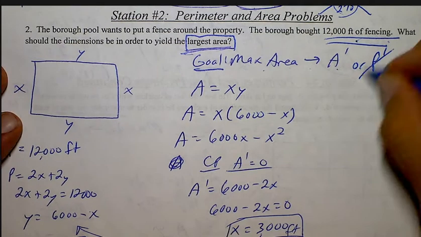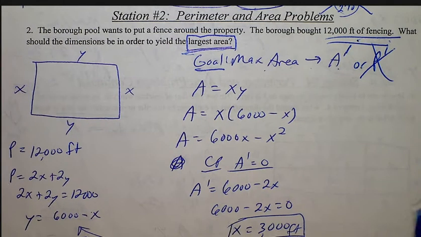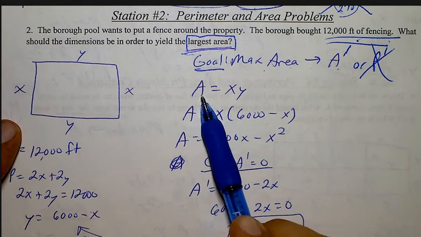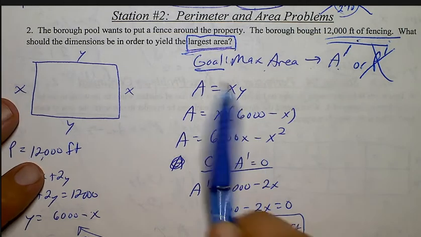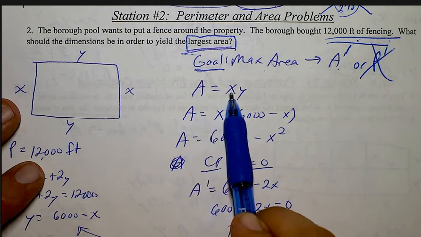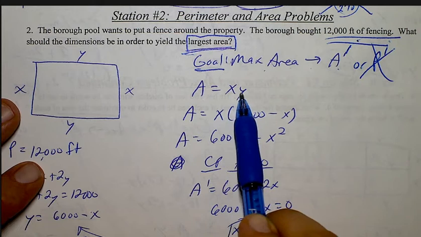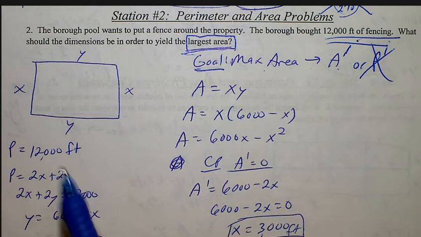Now the problem is you have to do implicit differentiation. You want area to be a function of one variable. Right now it's a function of two variables, x and y. So what I need to do is eliminate one of these variables. The way I do that on the side is, I know what the perimeter is: 2x plus 2y, adding the four sides up. I know the perimeter is 12,000.